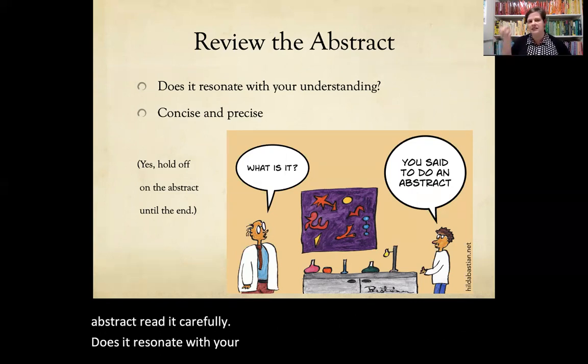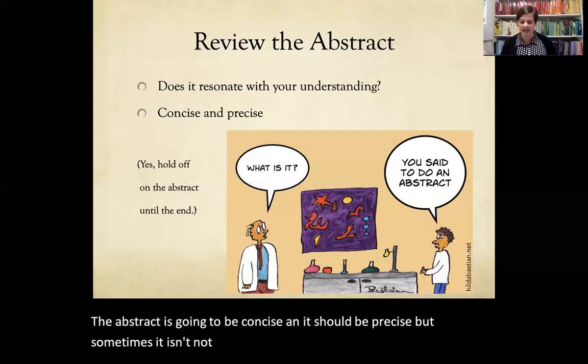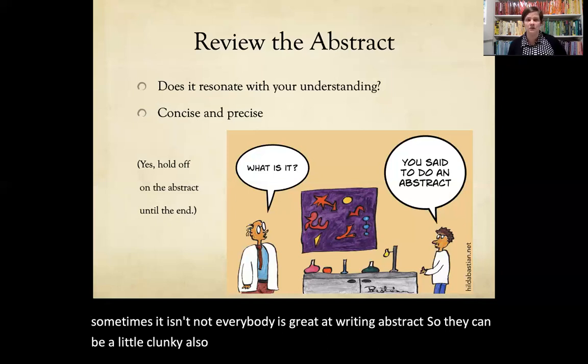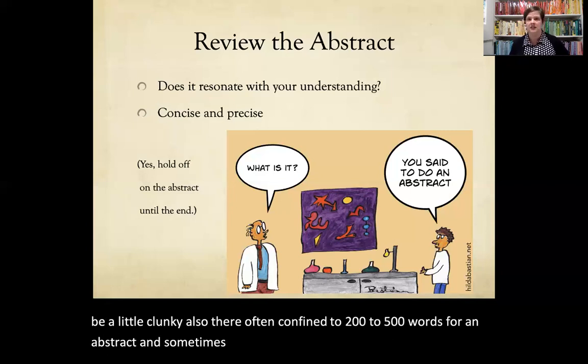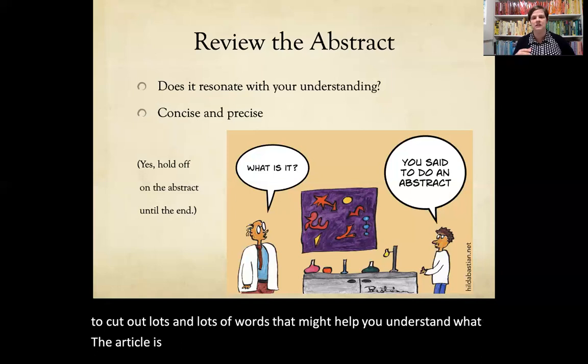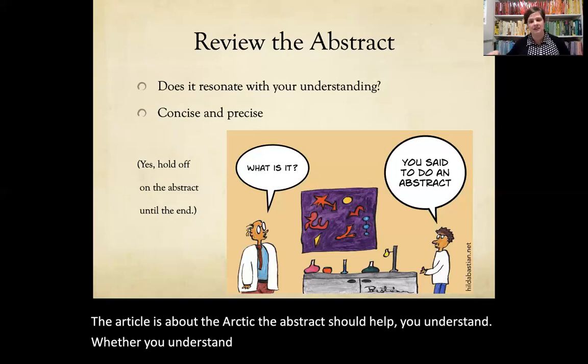The abstract is going to be concise and it should be precise, but sometimes it isn't. Not everybody is great at writing abstracts, so they can be a little clunky. Also, they're often confined to like 200 to 500 words for an abstract, and sometimes even as few as 150. So they, by necessity, have to cut out lots and lots of words that might help you understand what the article is about. So the abstract should help you understand whether you understand the paper. That's why I say read it at the end.